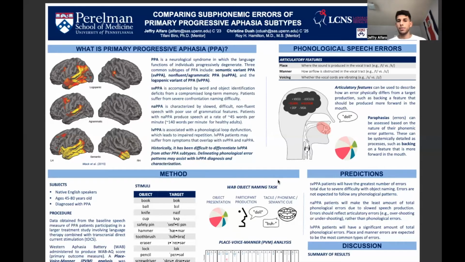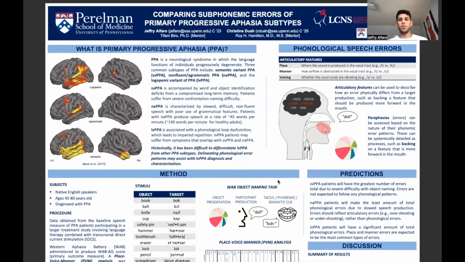These patients can actually have symptoms that overlap with both SVPPA and NAPPA. So that's why it's historically been difficult to differentiate this PPA from other PPA subtypes. Hopefully, when we delineate these phonological error patterns, it can help assist with its diagnosis and characterization. And like I said before, it can always help to make treatment plans better.